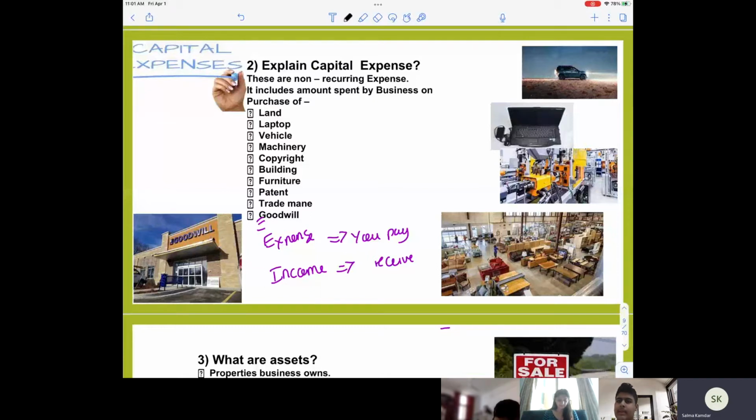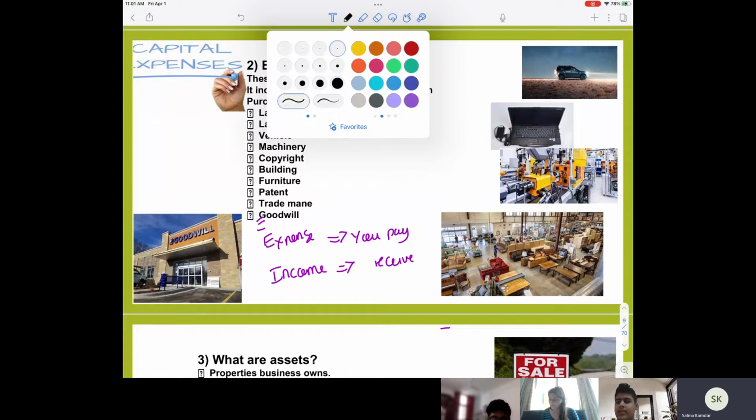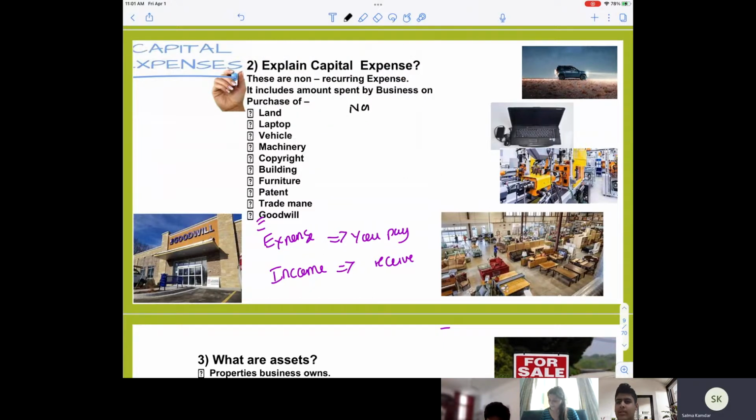They are non-recurring expenses, and they don't happen daily. They are non-recurring expenses. What else? They don't happen daily. Okay. They are non-recurring expenses. They do not happen daily. The opposite of revenue expenditure. What are examples of capital expenditure?